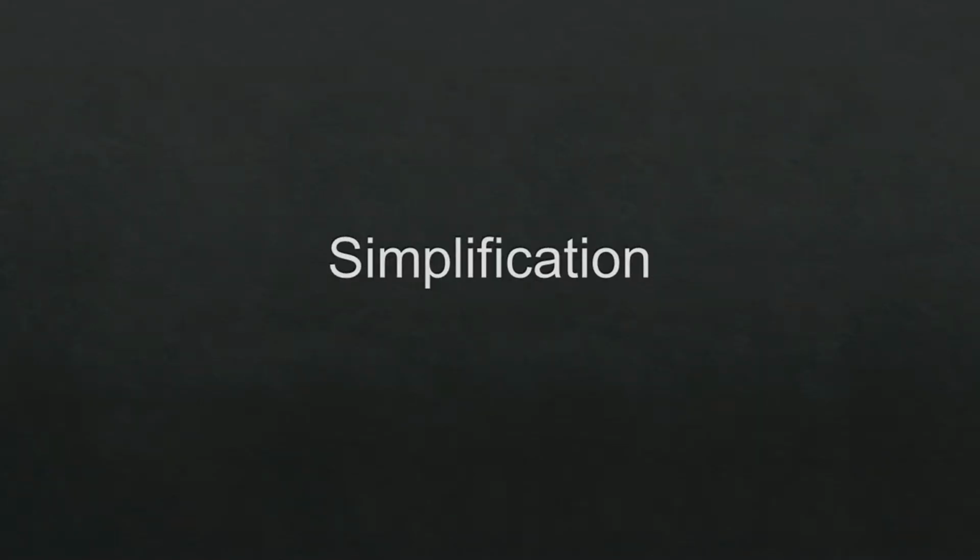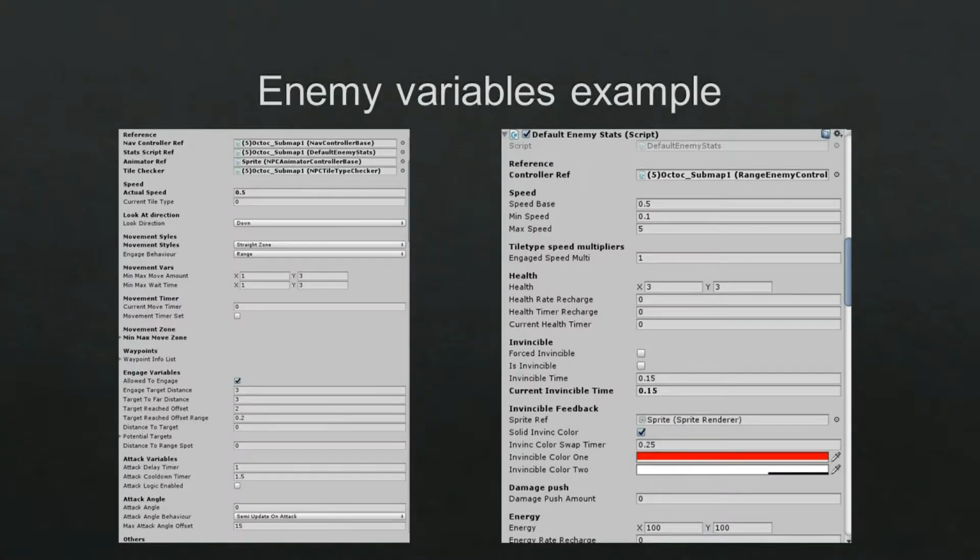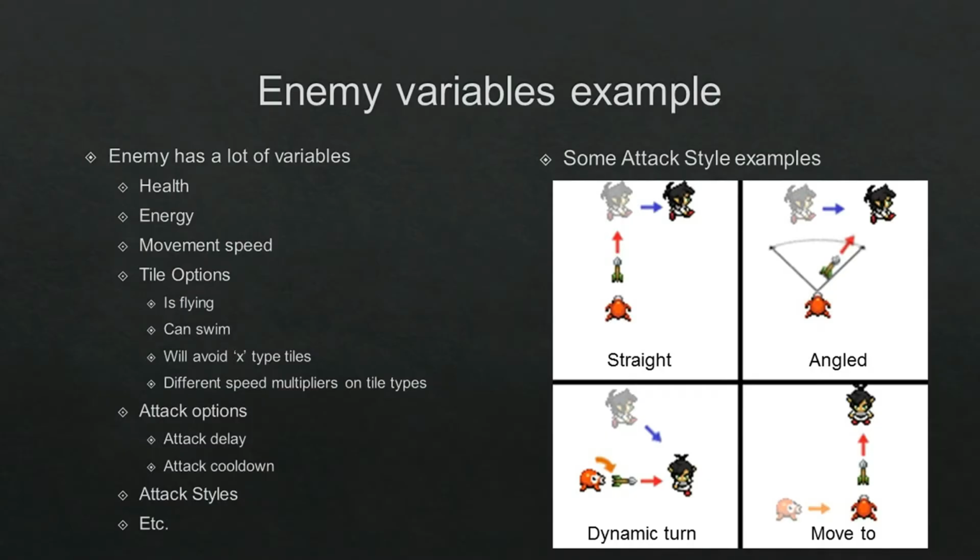Simplification was a big goal for the tool. This is because the tool needed to be accessible for users that aren't necessarily technical. Many scripts have a lot of public variables. An example here is an enemy NPC. These variables are needed to create new types of enemies with vastly different behaviors and variables.